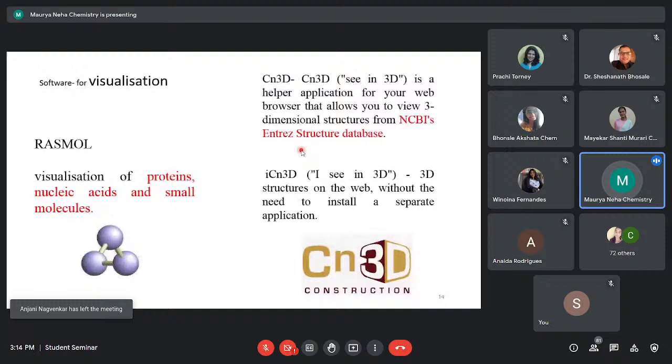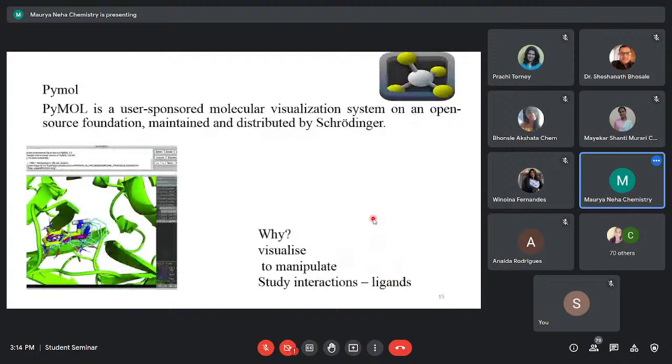For visualization, there are different software. Three important, highly used softwares. One is iCn3D, for visualization of proteins, nucleic acids, and small molecules in 3D. It helps us view any molecules using the NCBI Entrez structure database. These are the logos of the software. And PyMOL is also highly used, to visualize, to manipulate the structure, to study the interactions with ligands, and for molecular docking also.